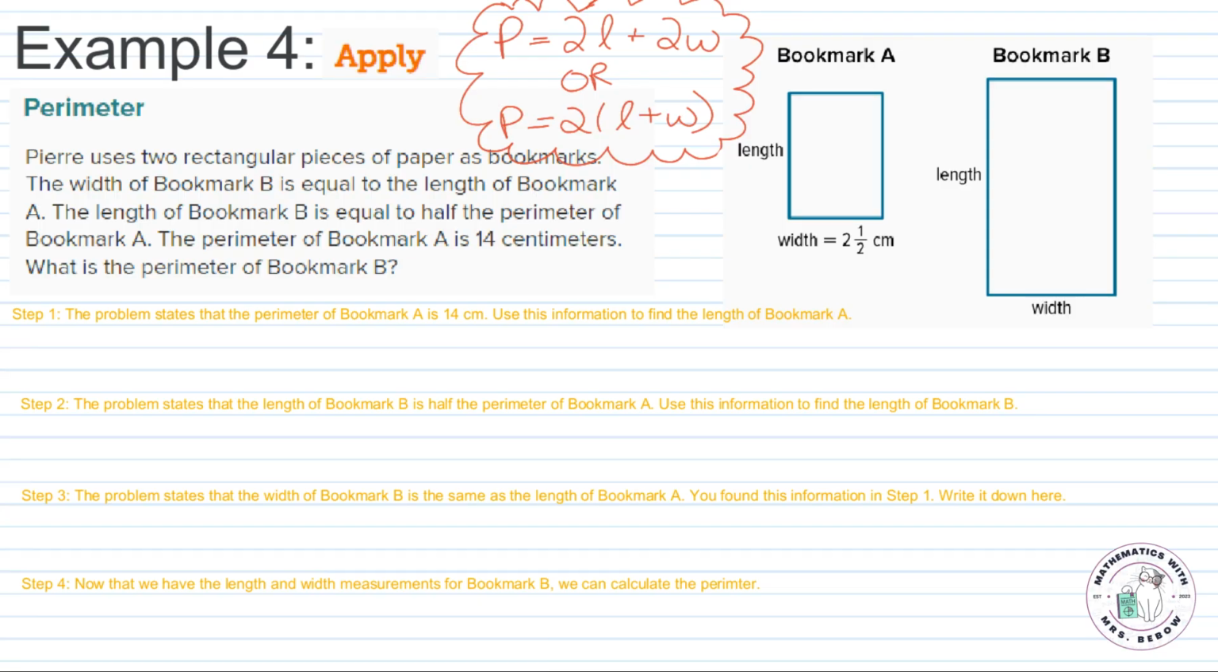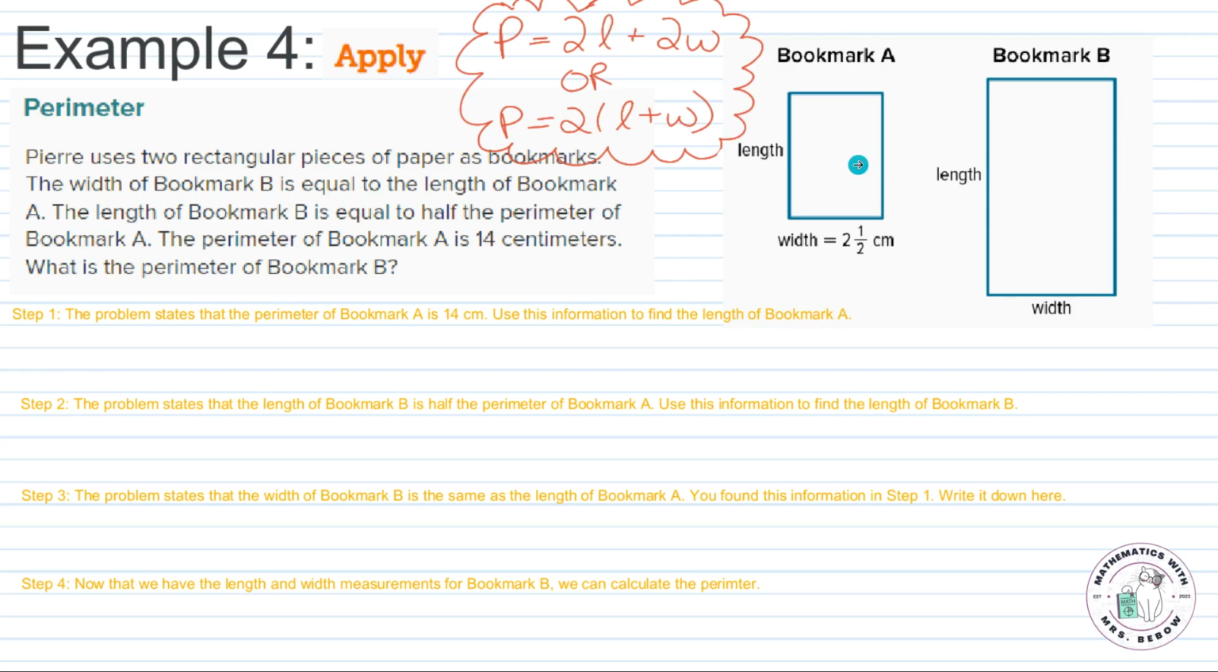So for this first example in this video, it says Pierre uses two rectangular pieces of paper as bookmarks. The width of bookmark B is equal to the length of bookmark A. The length of bookmark B is equal to half the perimeter of bookmark A. The perimeter of bookmark A is 14 centimeters. What is the perimeter of bookmark B? So like I said, that's a lot of information.